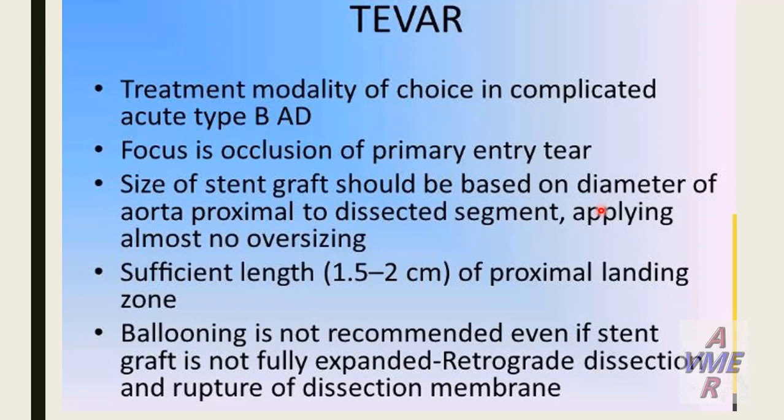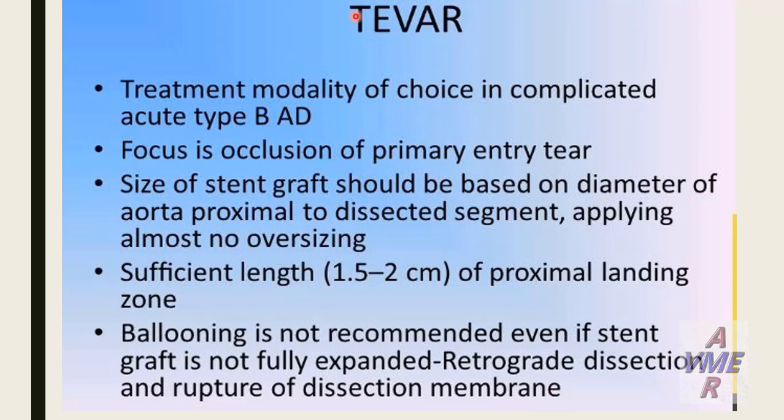TEVAR is the treatment modality of choice in complicated acute type B. The focus is occlusion of the primary entry tear. The size of the stent graft should be based on the diameter of the aorta proximal to the dissected segment, applying almost no oversizing. A sufficient proximal landing zone length of 1.5 to 2 cm is important and mandatory. Ballooning is not recommended even if the stent graft is not fully expanded. Retrograde expansion is a risk, and rupture of the dissection membrane is also a grave risk.